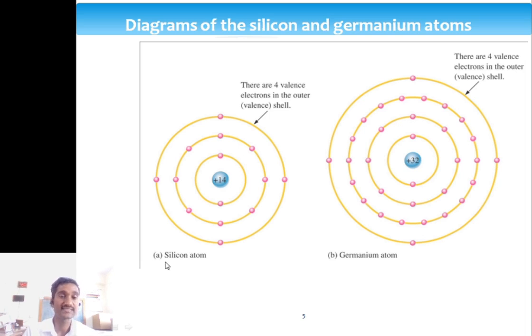So like that, silicon has atomic number 14 and 4 valence electrons. Similarly, there is another material, germanium, which has atomic number 32. The first orbit has 2 electrons, the second orbit has 8 electrons, the next orbit has 18 electrons, and again the last orbit consists of 4 electrons. That is the same property.